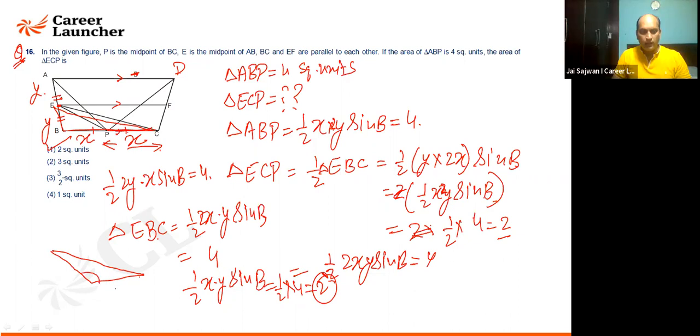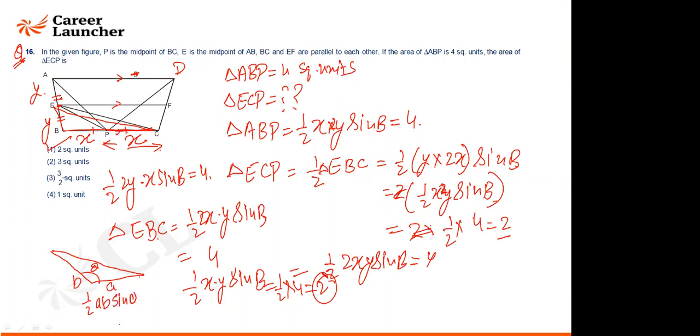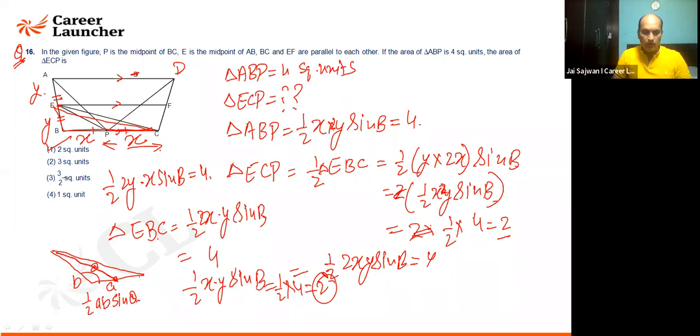What is the area of a triangle if this is A, this is B, and the angle is theta? Can I say it is half of AB into sine theta? Yes. If I connect it at the middle point, what will be the area of this portion? This is the middle point. Can I say it is half of A by 2 into B into sine theta? Am I right?